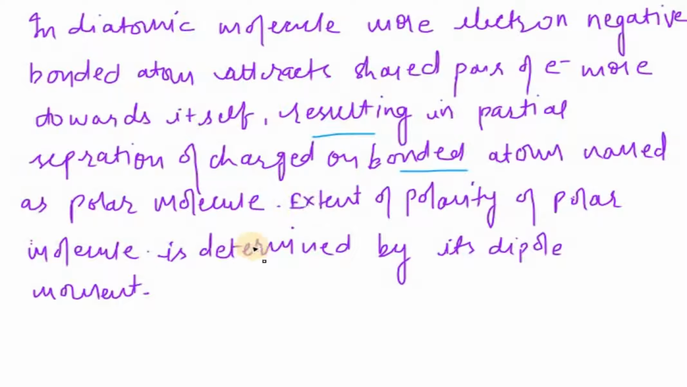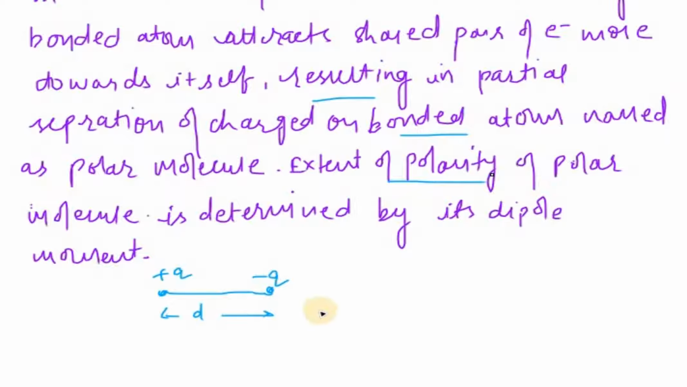So let's say we have a diatomic molecule, and one atom will obviously be more electronegative and the other relatively more electropositive. Let's say the distance between them is d, and the charge on one is plus q and the charge on the other is minus q. So the dipole moment, mu, is equal to q multiplied by d, and q is the charge on each atom.